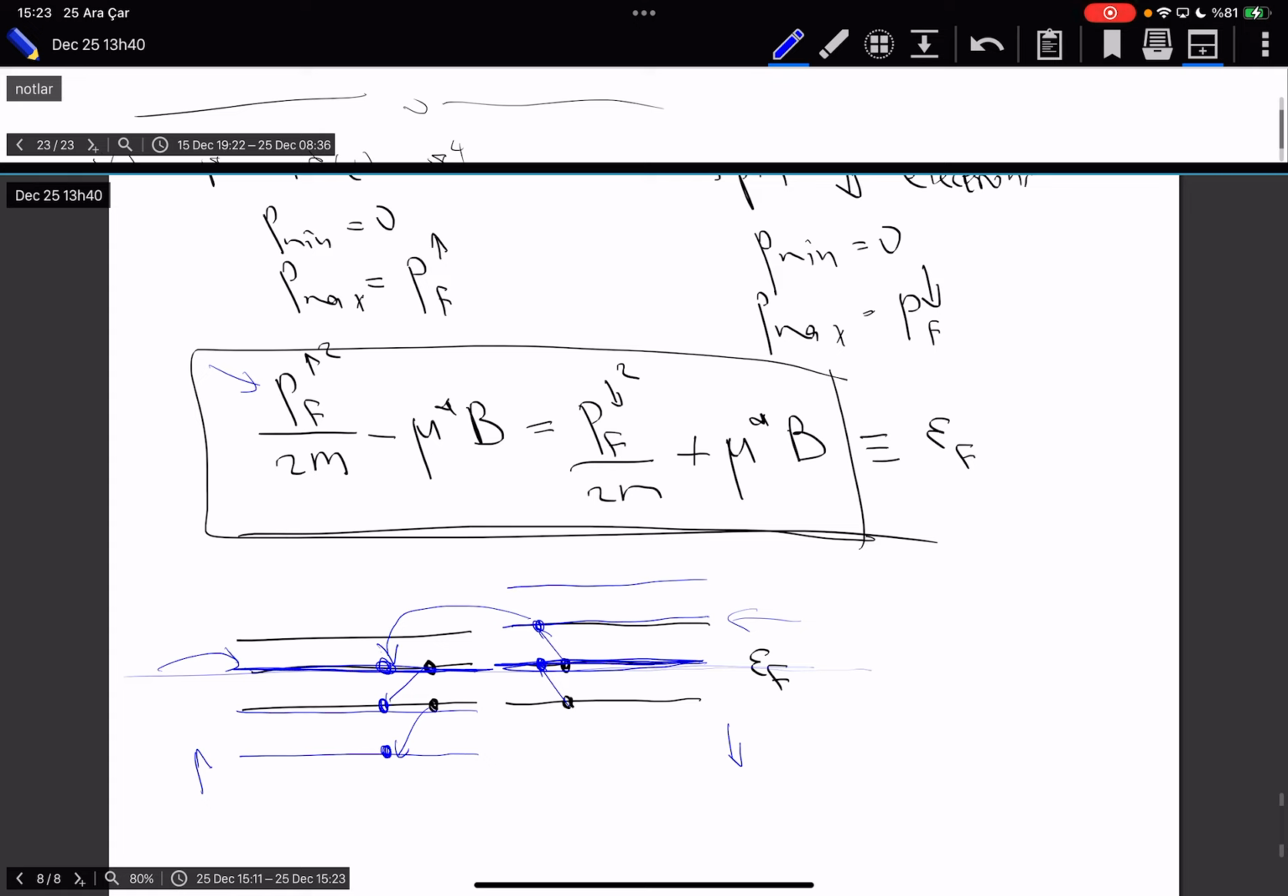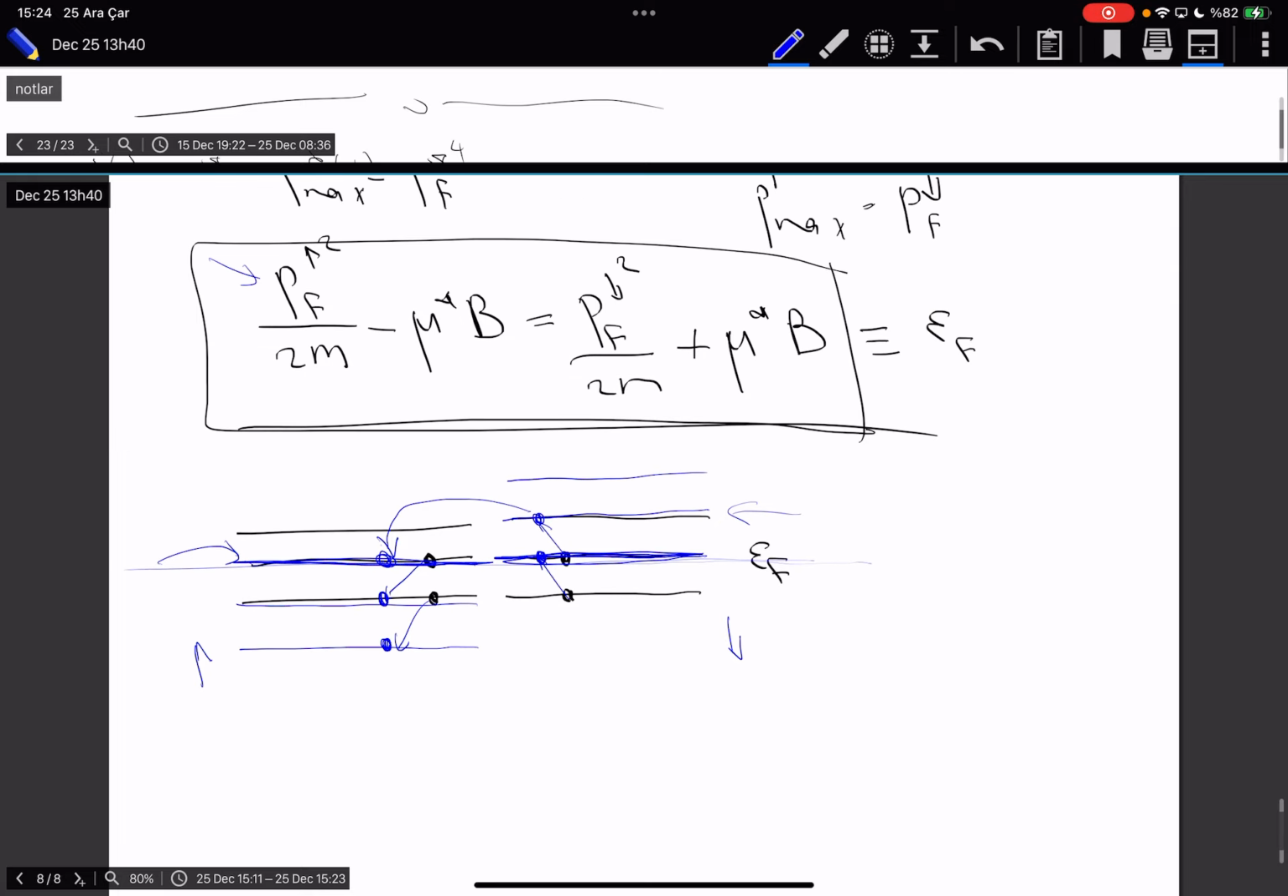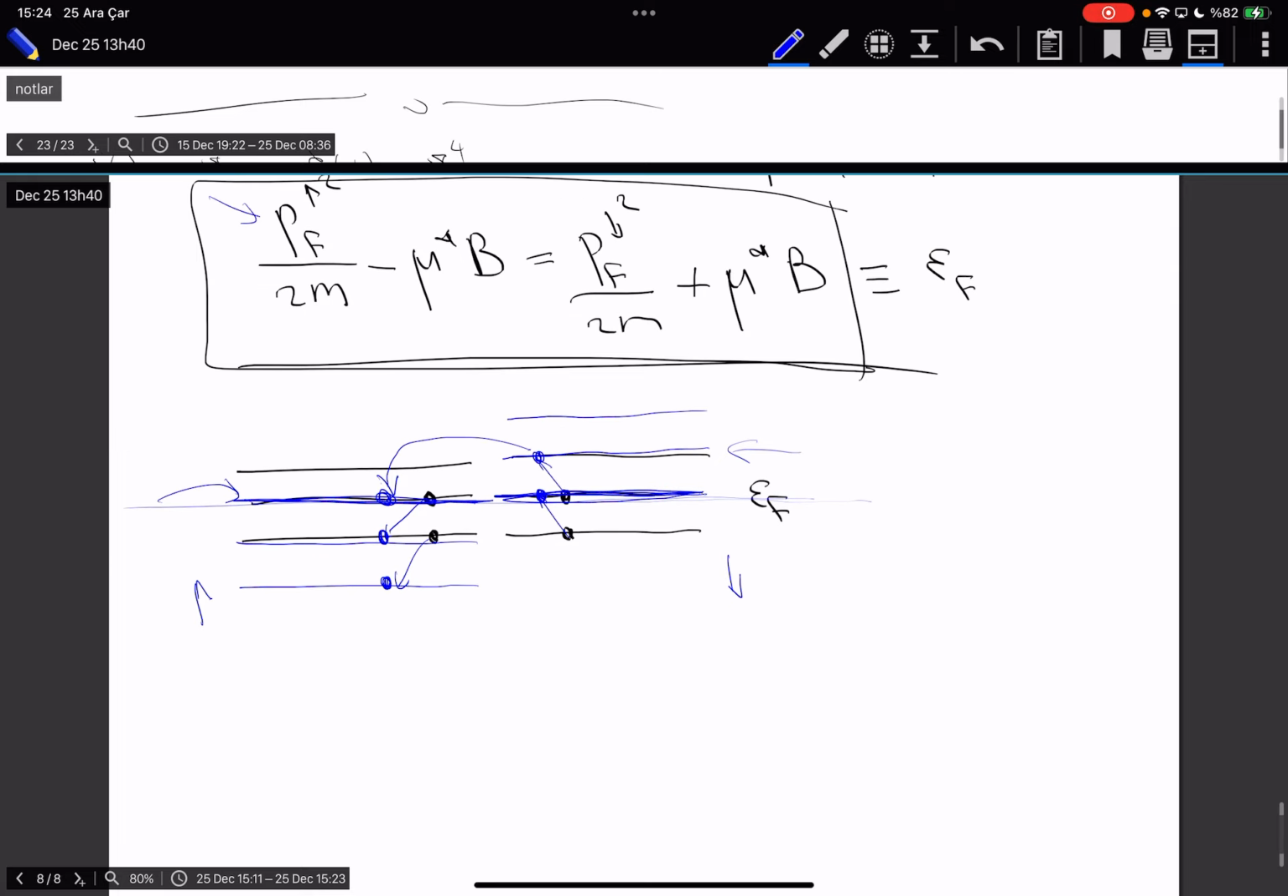the number of unoccupied spin-up states is the same as the number of occupied spin-down states above the Fermi level. So you just have spin flips, the Fermi level remains the same. Now, how many levels do I have?